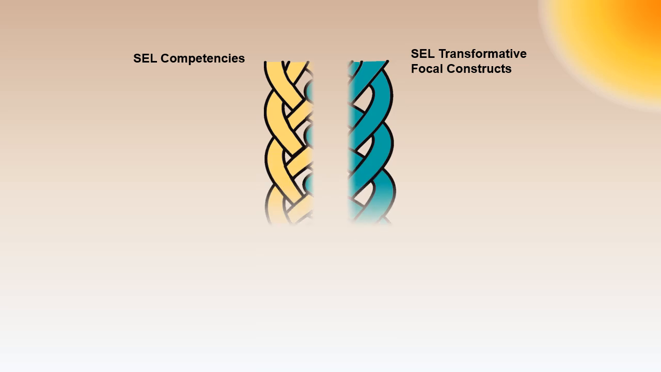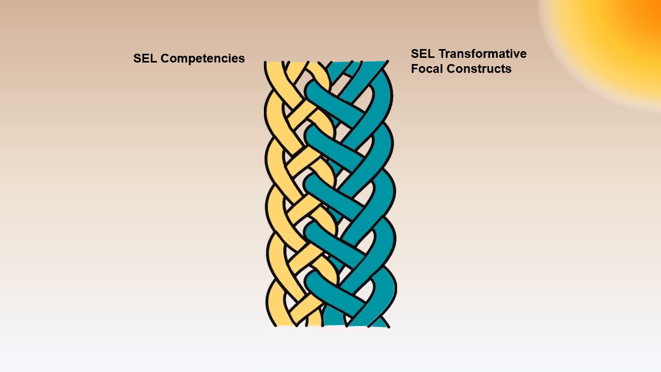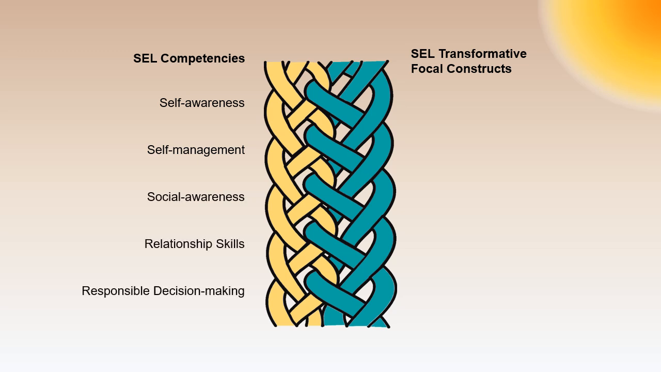This braid depicts the connection between the 5 SEL competencies with their transformative SEL focal constructs. The SEL competencies include self-awareness, self-management, social awareness, relationship skills, and responsible decision-making. The transformative SEL focal constructs include identity, agency, belonging, collaborative problem solving, and curiosity.